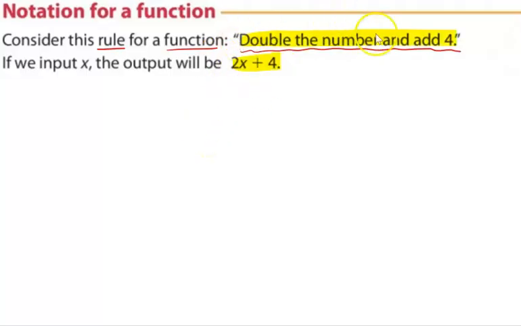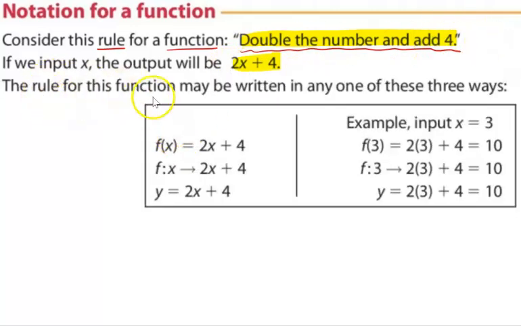So double the number and add 4 can be rewritten as 2x plus 4. The rule for this function may be written in any one of these 3 ways. So we can have f of x equals 2x plus 4, or f of x maps to 2x plus 4, or y is equal to 2x plus 4. So they all mean the same thing.